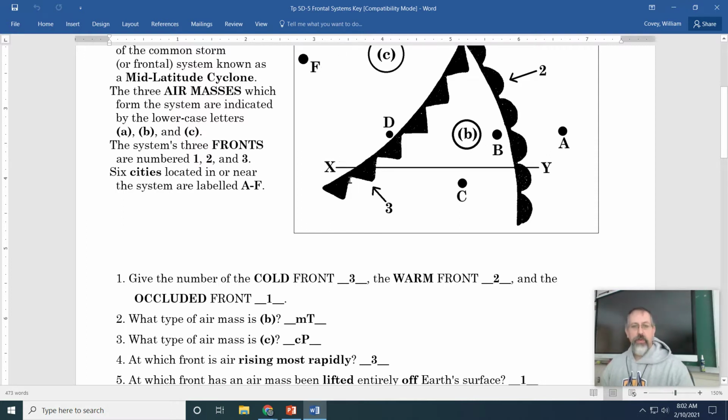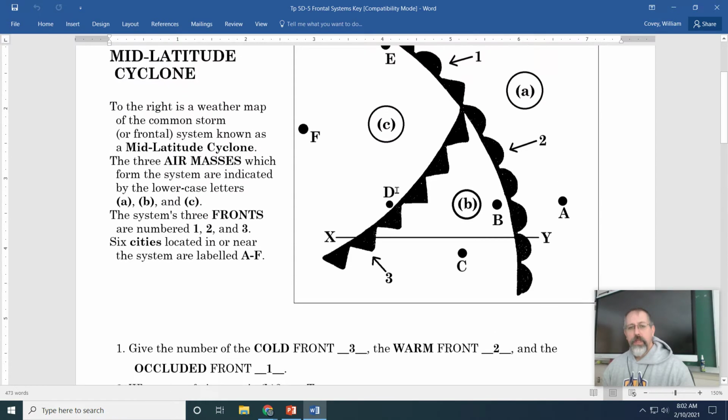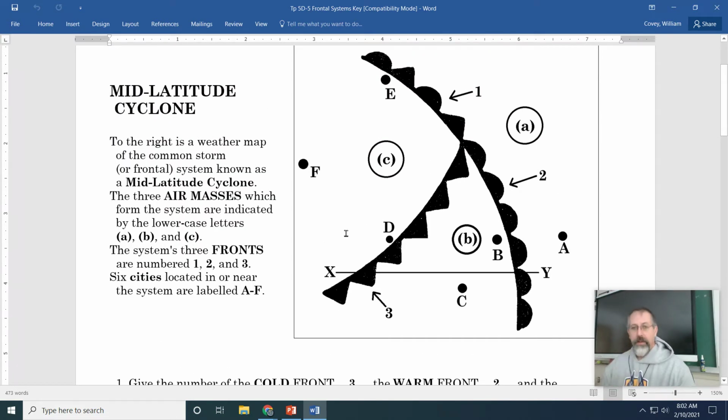At which front is air rising most rapidly? So you have to know your fronts. So based on what we did in the notes, you have your warm front, cold front, and occluded front where things are really rising. Now, rising most rapidly is going to be the cold front. That's one where the cold air comes blasting in. It's heavier, it's denser, it hugs the ground. The warm air hits it, or it hits the warm air, and the warm air is forced up and over the top. So at the cold front, you have rapidly rising air.